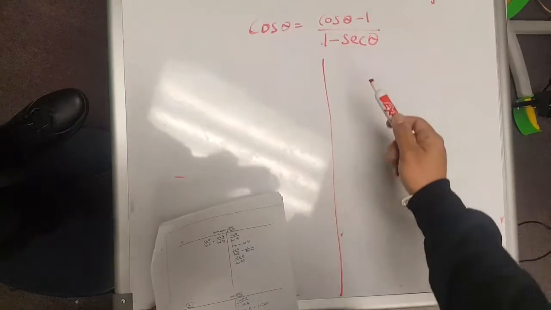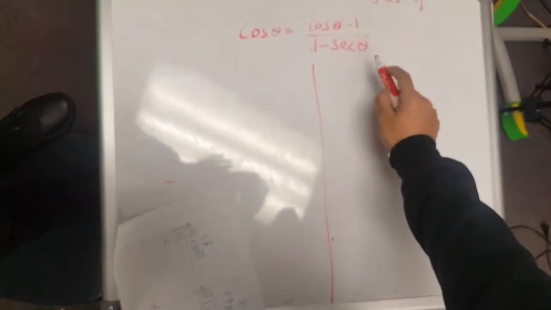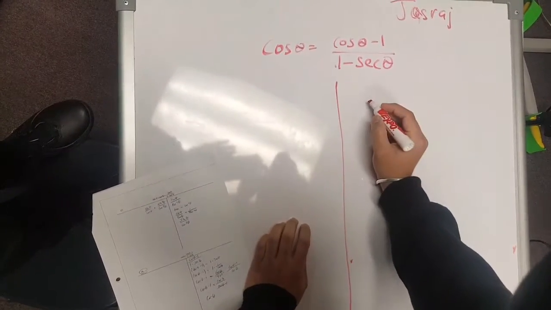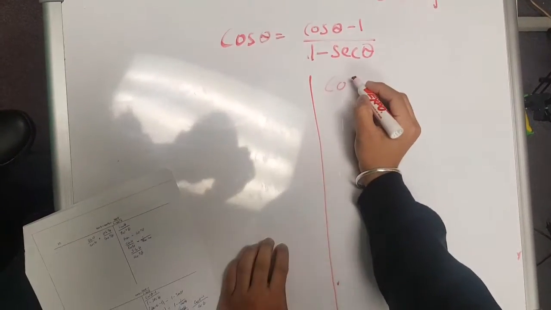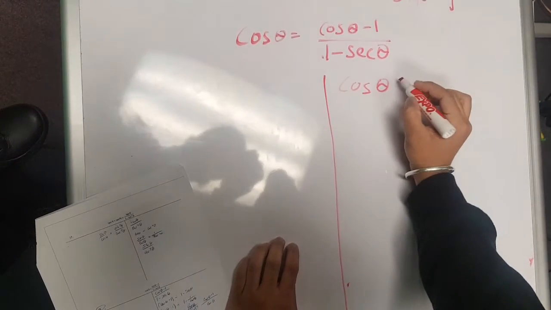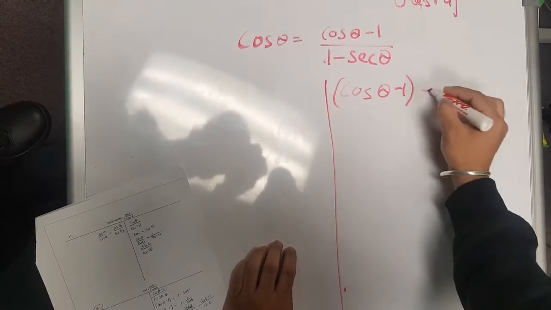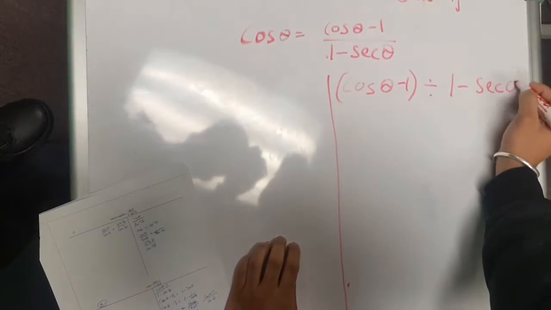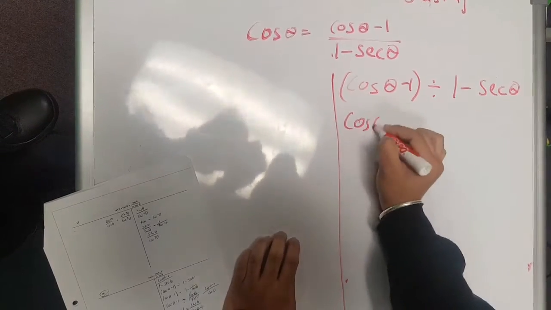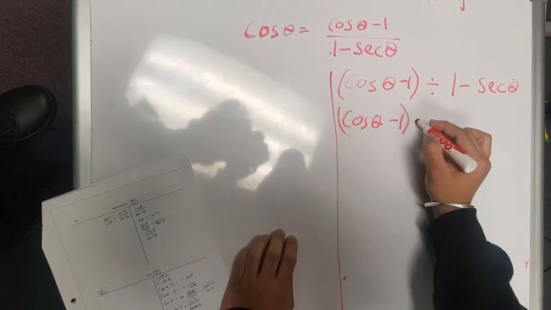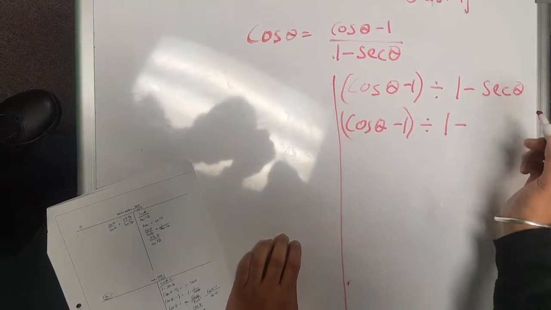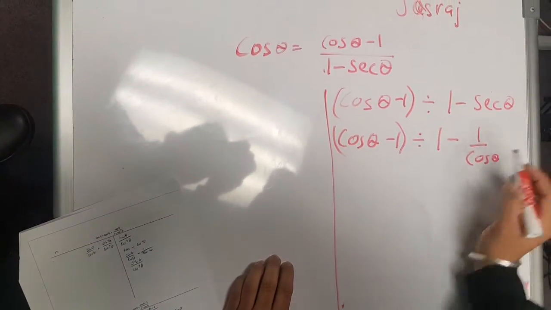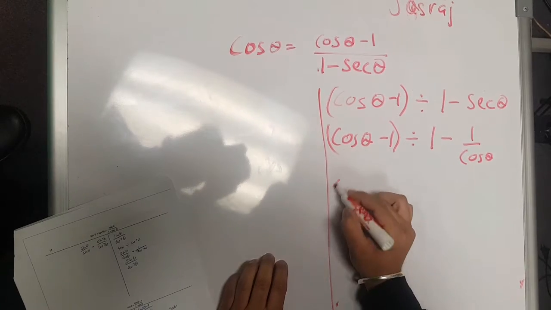Okay, in this question, we are going to solve the right hand side first because it looks more complicated. So we'll start with it, and instead of putting it down, we divide by 1 minus sec theta. Cosine minus 1 over cosine, since sec theta is also equal to 1 over cosine, so we can write that to make it equal values.